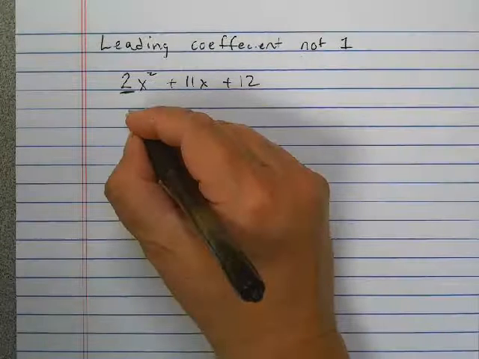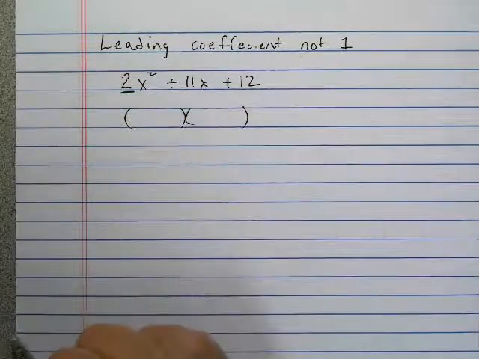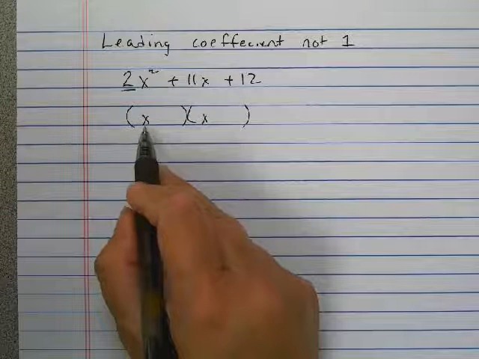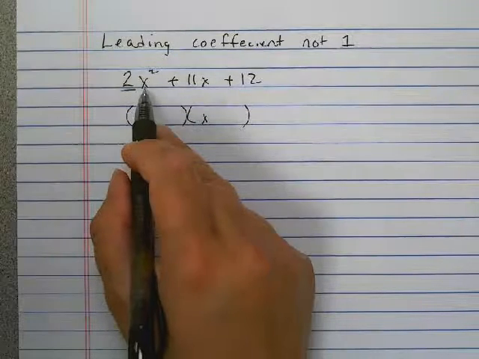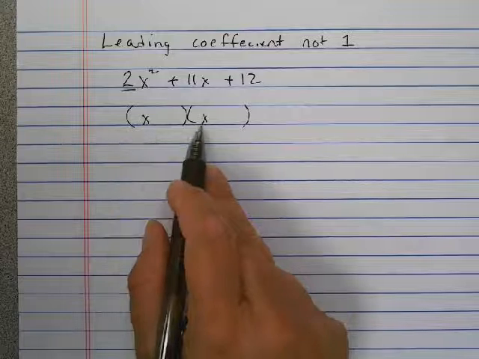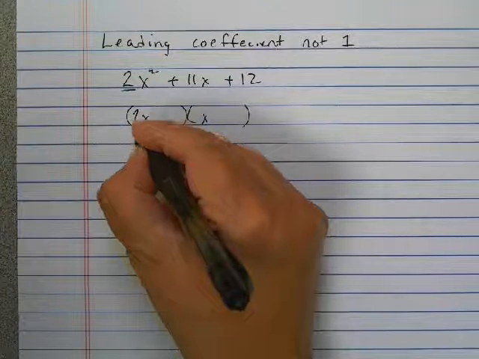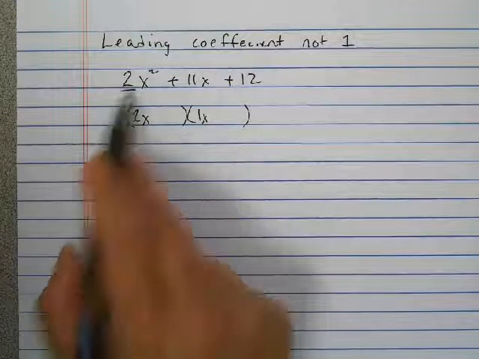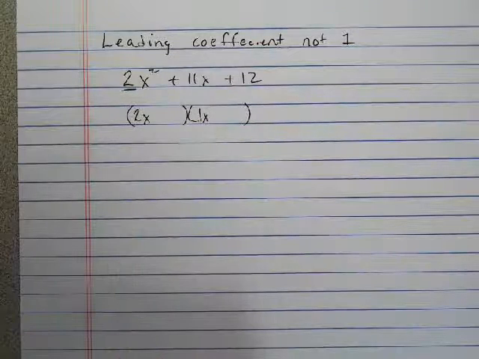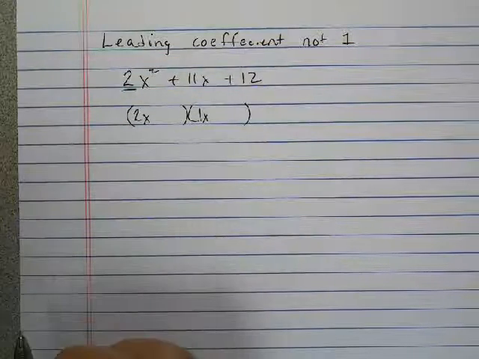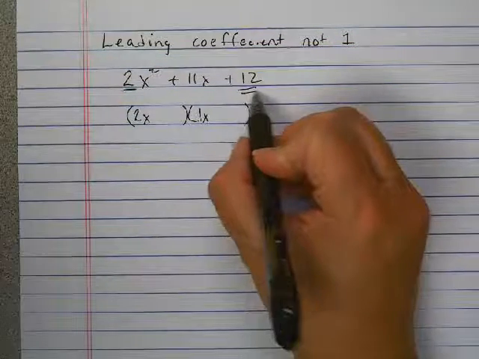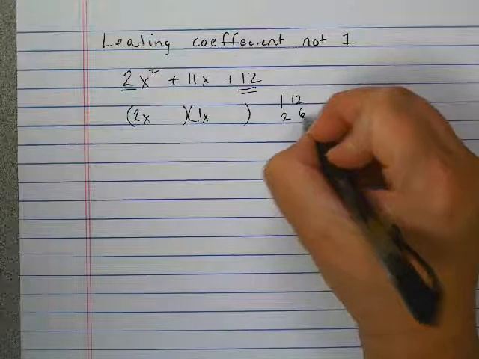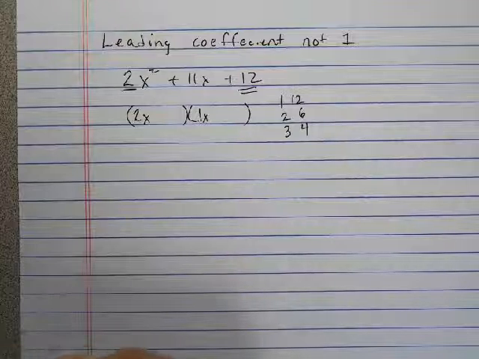So in this case, I'm still going to have 2 parentheses. But instead of just having x times x, that would just be x squared. When I multiply this times this, I need to get 2x squared. So I need one of them to be 2x and the other one to be 1x. Now 2x times 1x is 2x squared. We don't have to put the 1 there. I was just showing you 2 times 1 is 2x squared. I'm still trying to get a number that multiplies to give me 12. So it could be 1 and 12, 2 and 6, or 3 and 4.